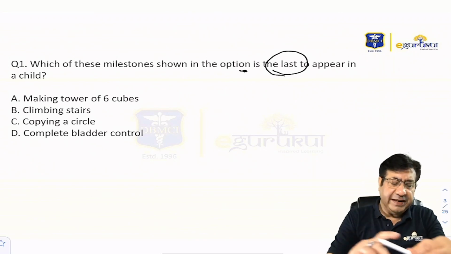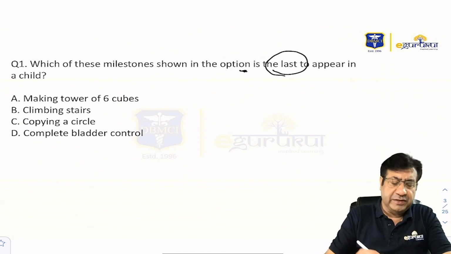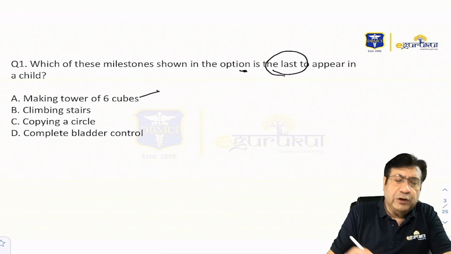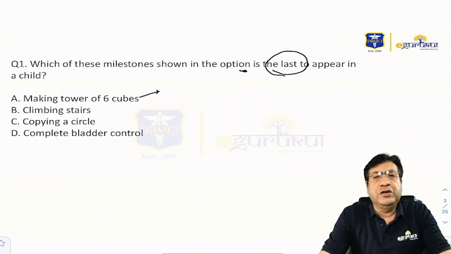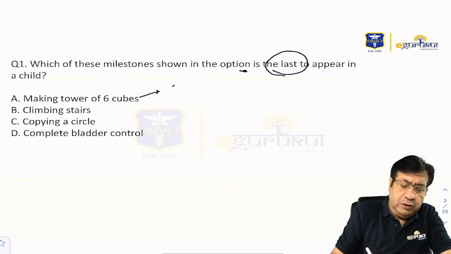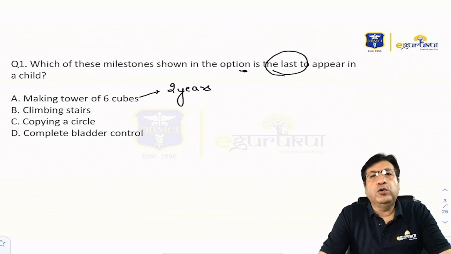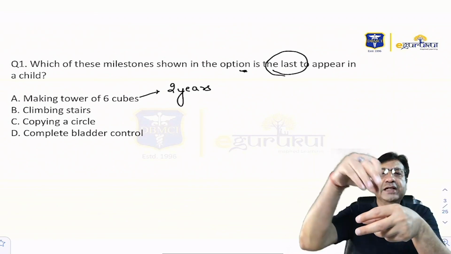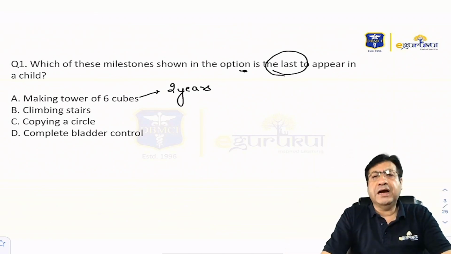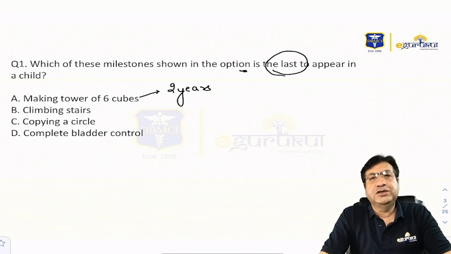In my classes, I very clearly told you the timing of appearance of these milestones. A child is able to make a tower of about 6 to 7 cubes by the age of about 2 years. The child can make a tower of about 2 cubes from the age of 15 months. He puts one cube and then puts another cube over the first cube. So he can make a tower of 2 cubes by the age of 15 months, a tower of about 6 to 7 cubes by the age of 2 years, and a tower of about 10 cubes by the age of 3 years.